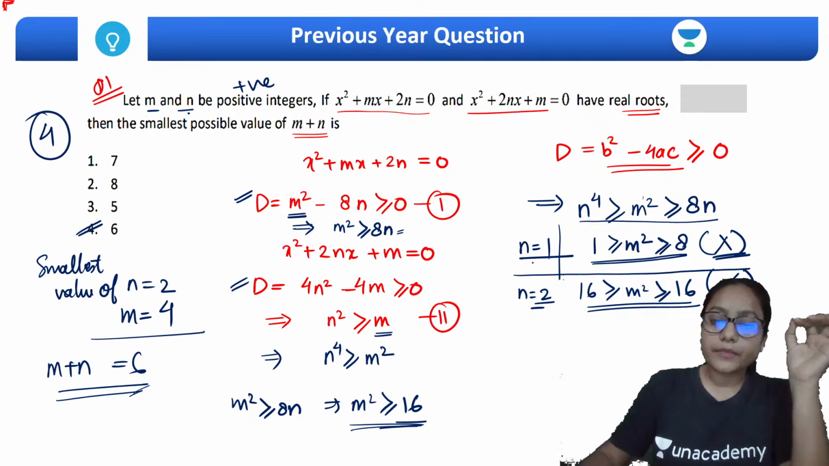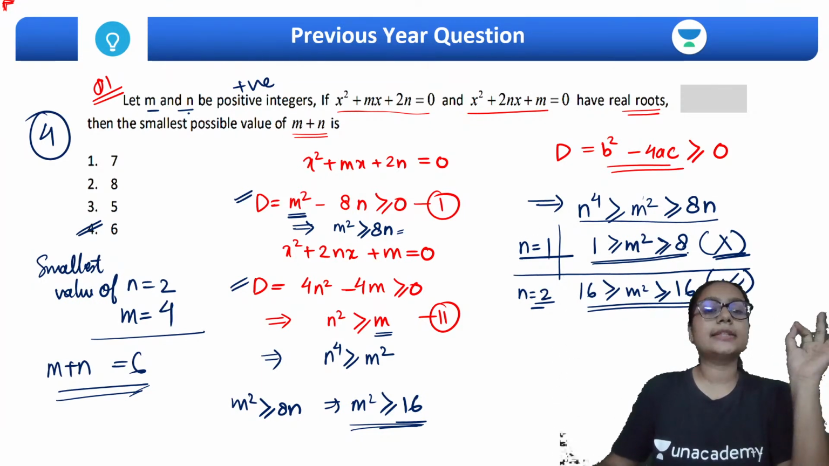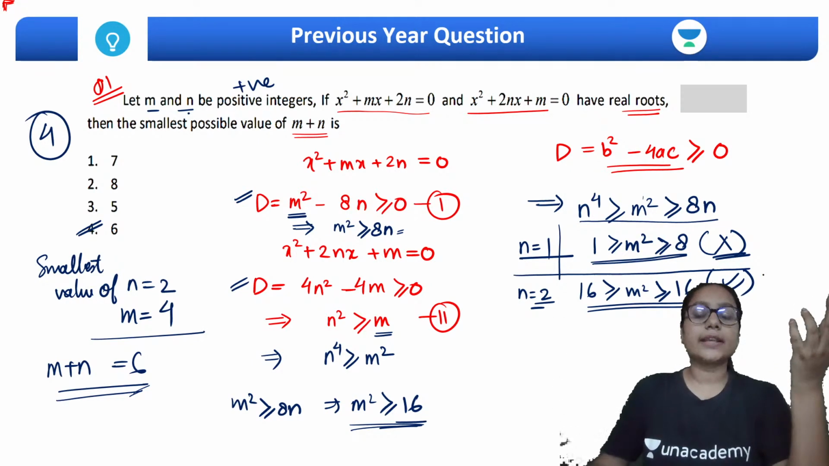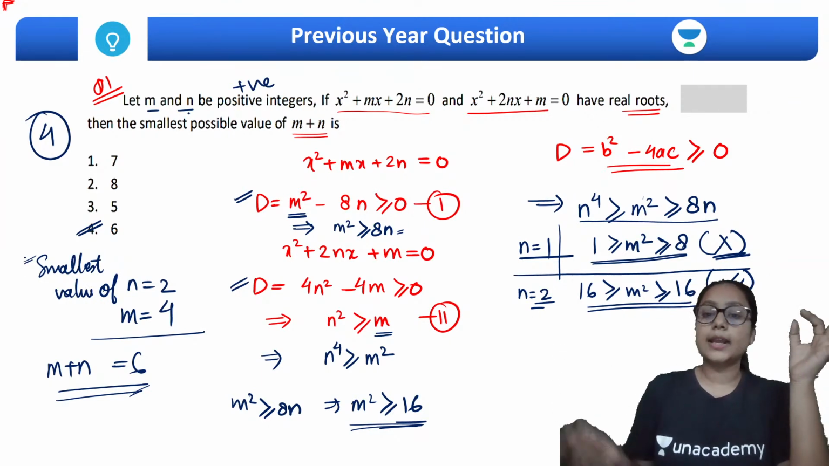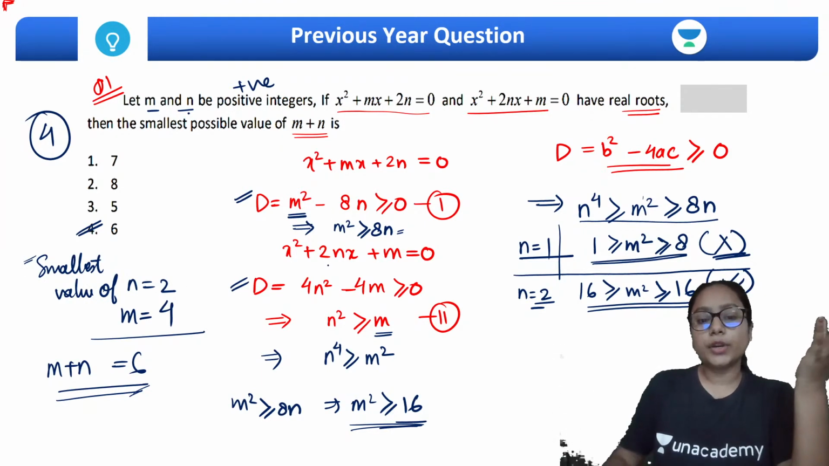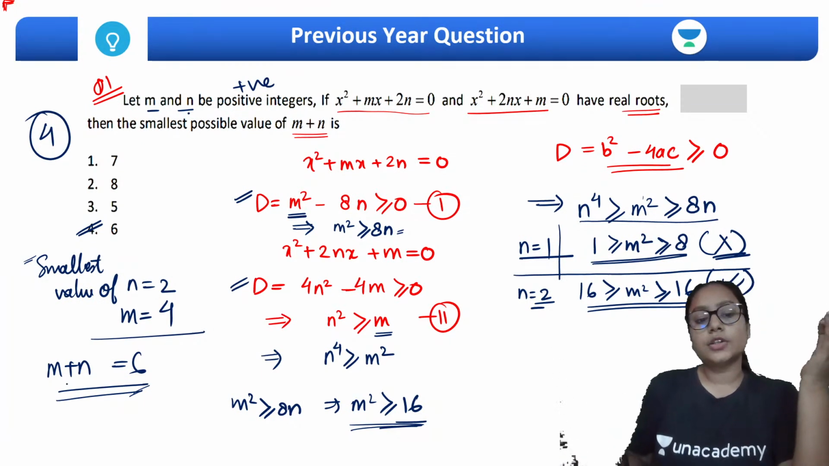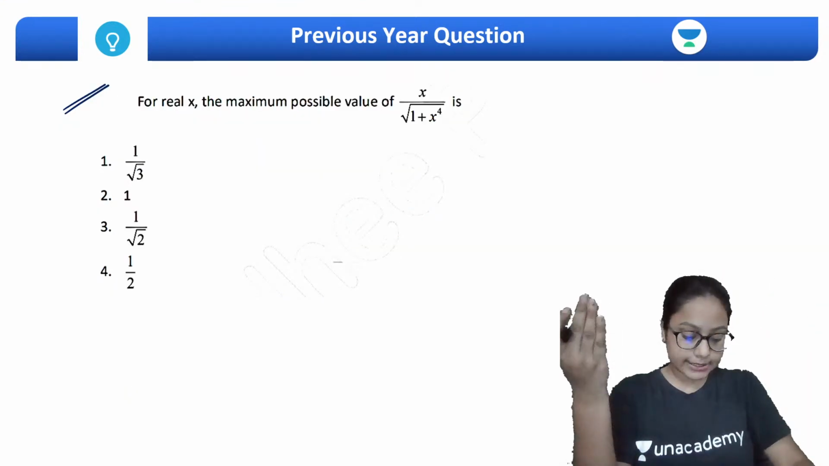So I take the minimum value of n, that is 1, but it is not satisfying this inequality. So I took the next integer, that is 2, which satisfies the inequality. So the smallest value of n will be 2. Likewise, if n is 2, put it in any of these two equations and get the value of m. You get 4, so m plus n is 6. I hope it is clear now.